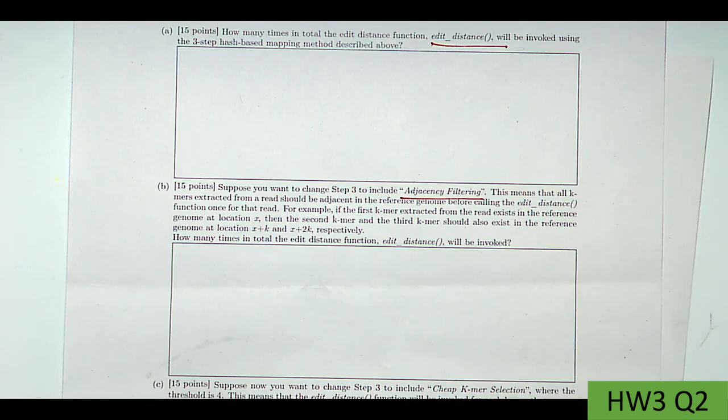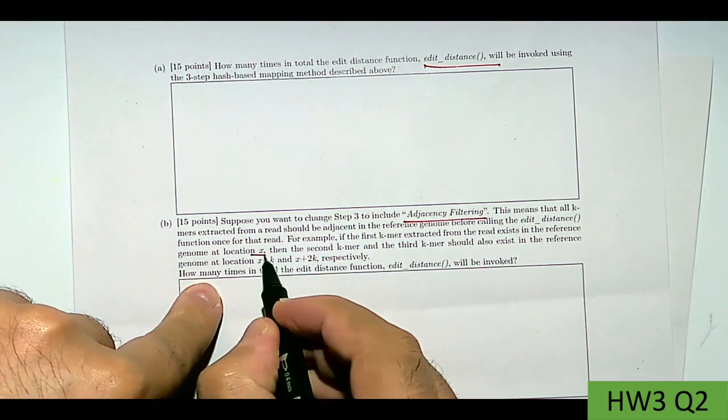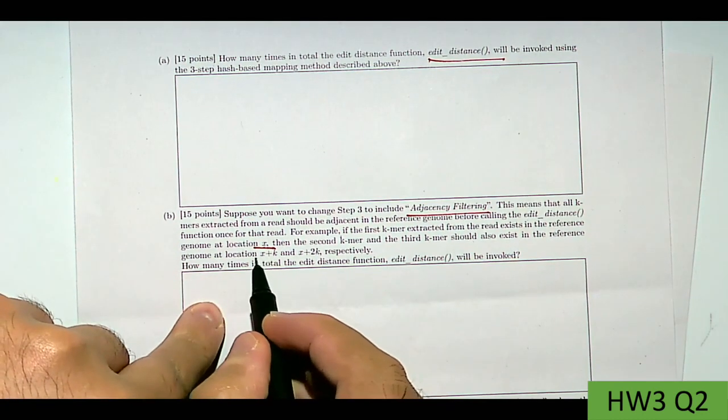Adjacency filtering means you need to relate the k-mers together coming from one read, so you don't need to perform a distance per each k-mer. To call a k-mer adjacent to the next one, the distance between two k-mers should be 0. This is how they define it here. If the first k-mer happens at location x, then the second one should be at x plus k, which is 5. So they should really be next to each other. The distance between the k-mers should be 0.